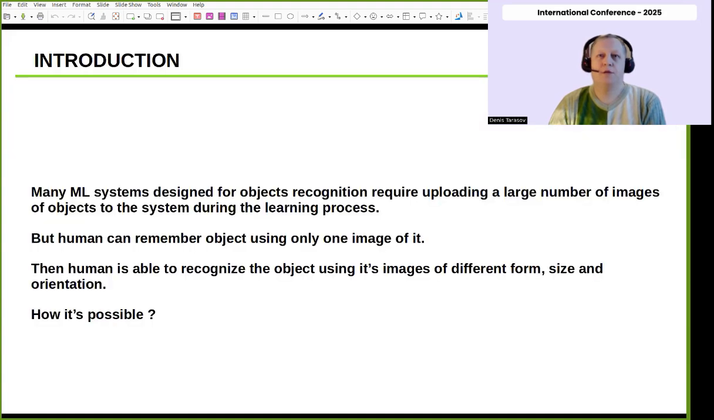It's the introduction section. Many machine learning systems designed for object recognition require uploading a large number of images of objects to the system during the learning process. But a human can remember objects using only one image of it. Then a human is able to recognize the objects using images of different form, size, and orientation. How is it possible?